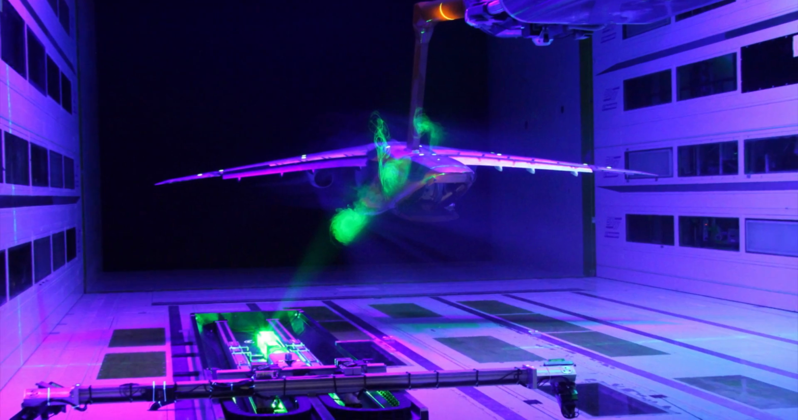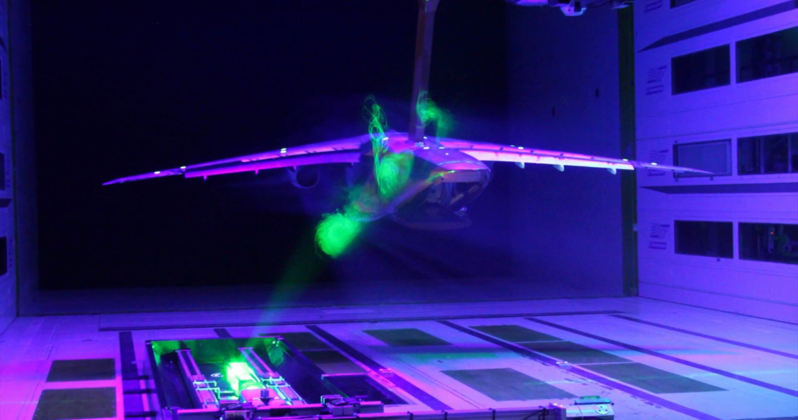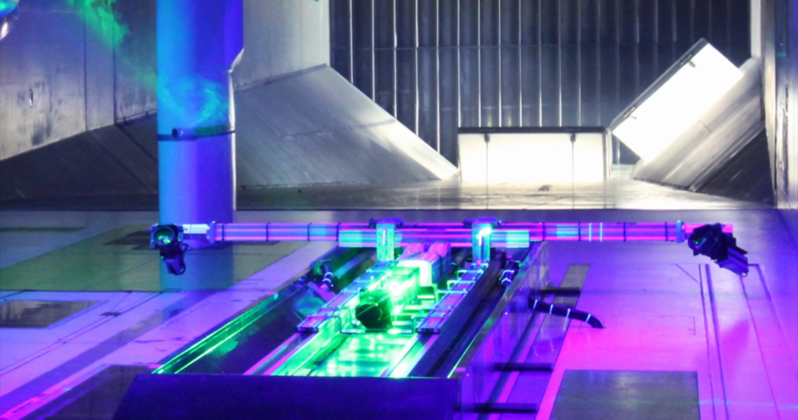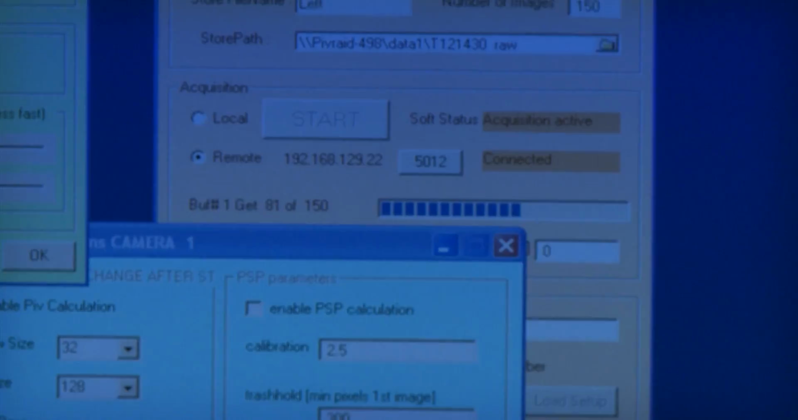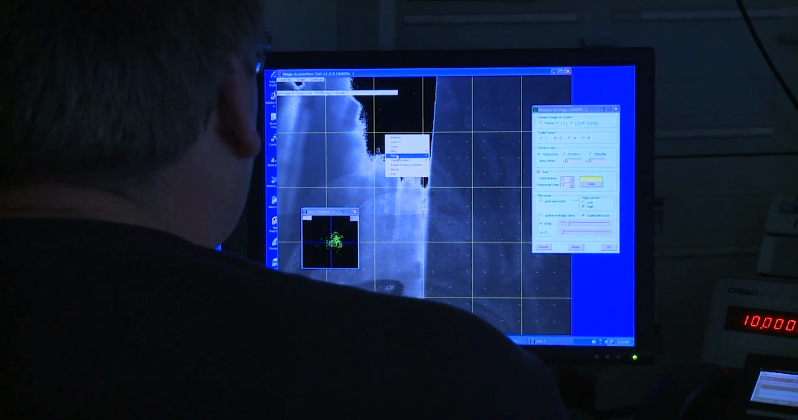PIV is Particle Image Velocimetry. PIV is a technique where we apply seeding into the flow. This seeding is shown in the flow by using a laser light. And two cameras are looking at the particles which are in the laser sheet and record the position of these particles in the laser sheet.